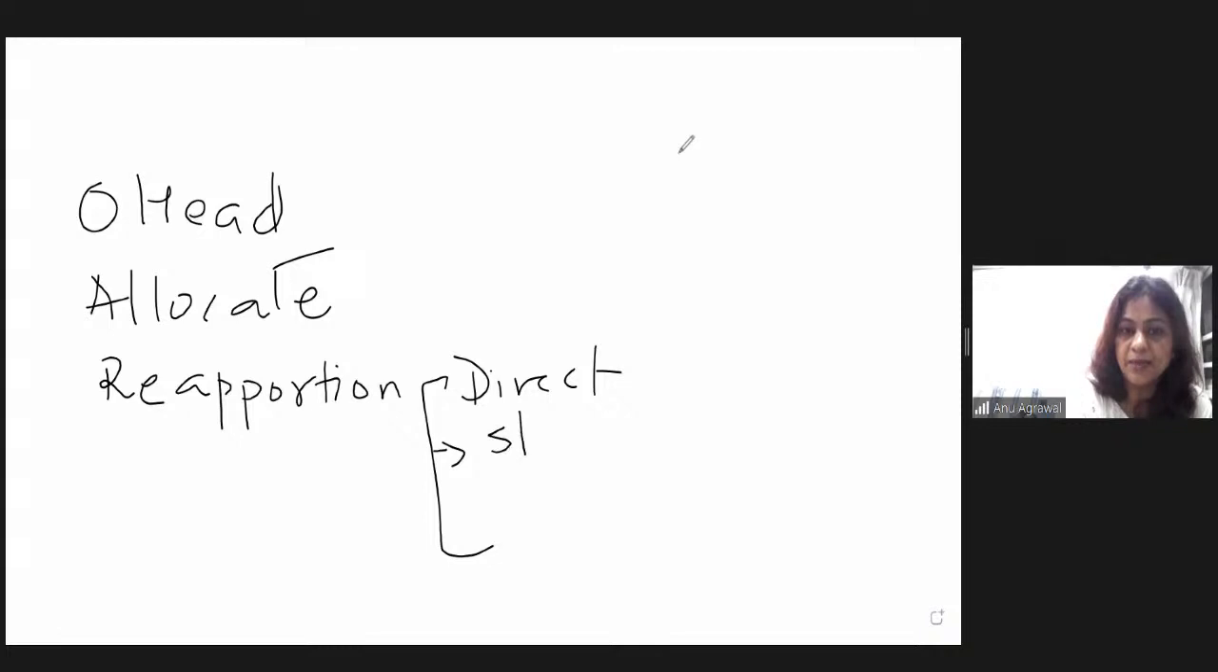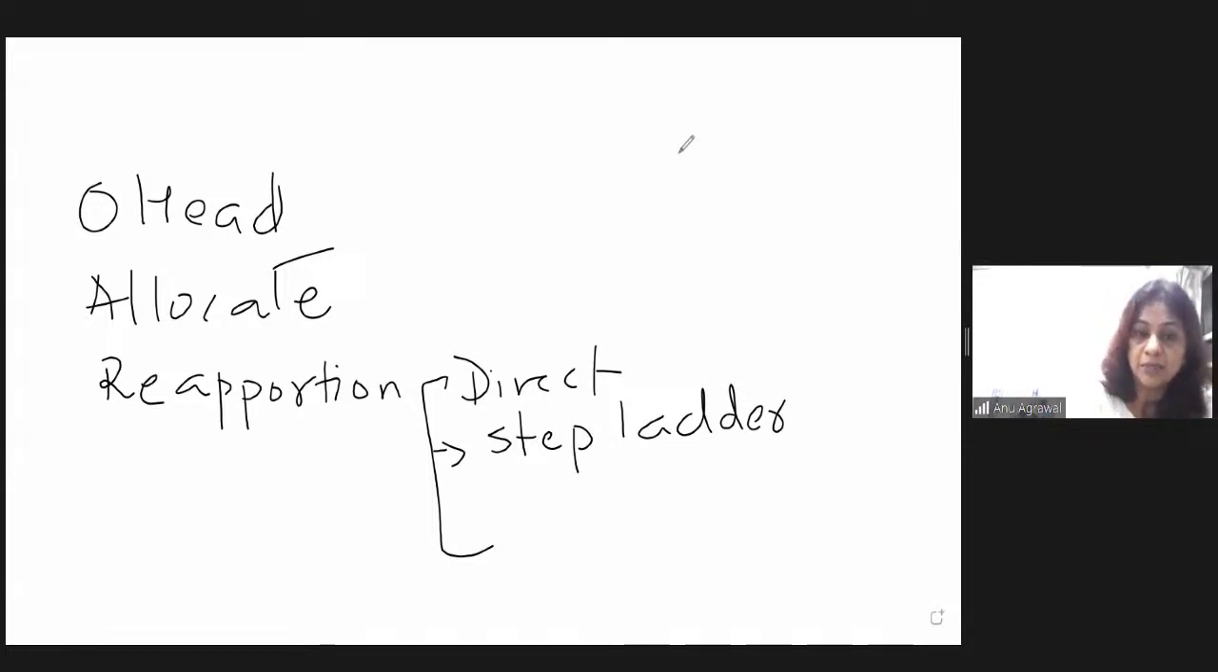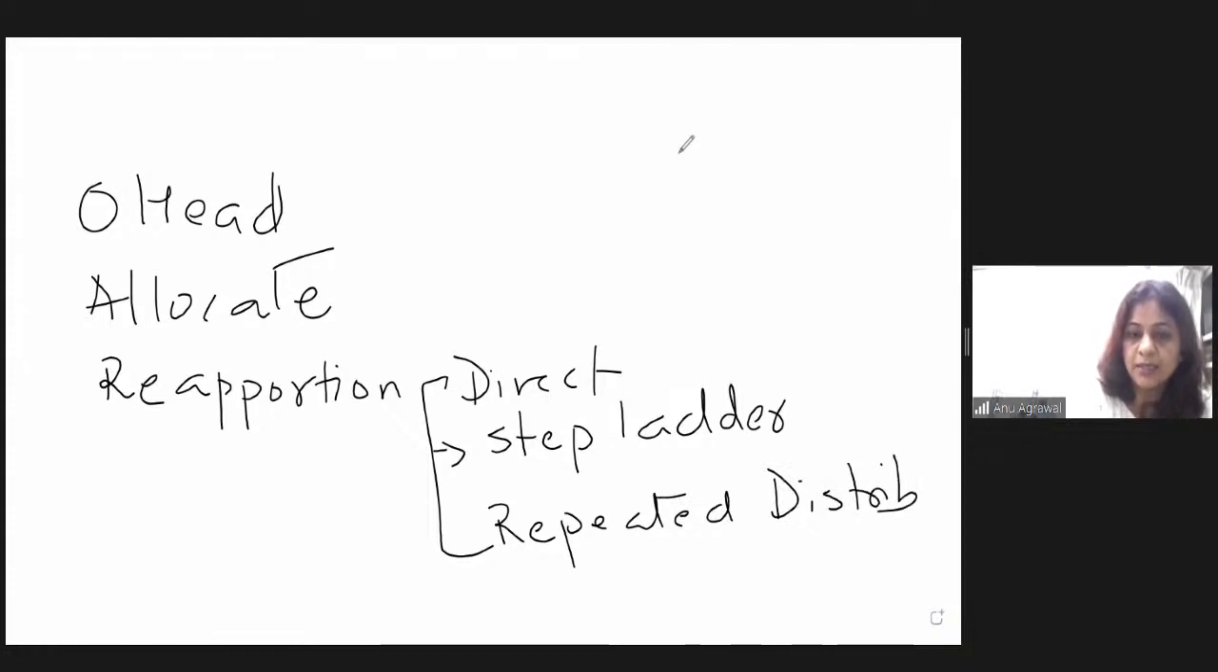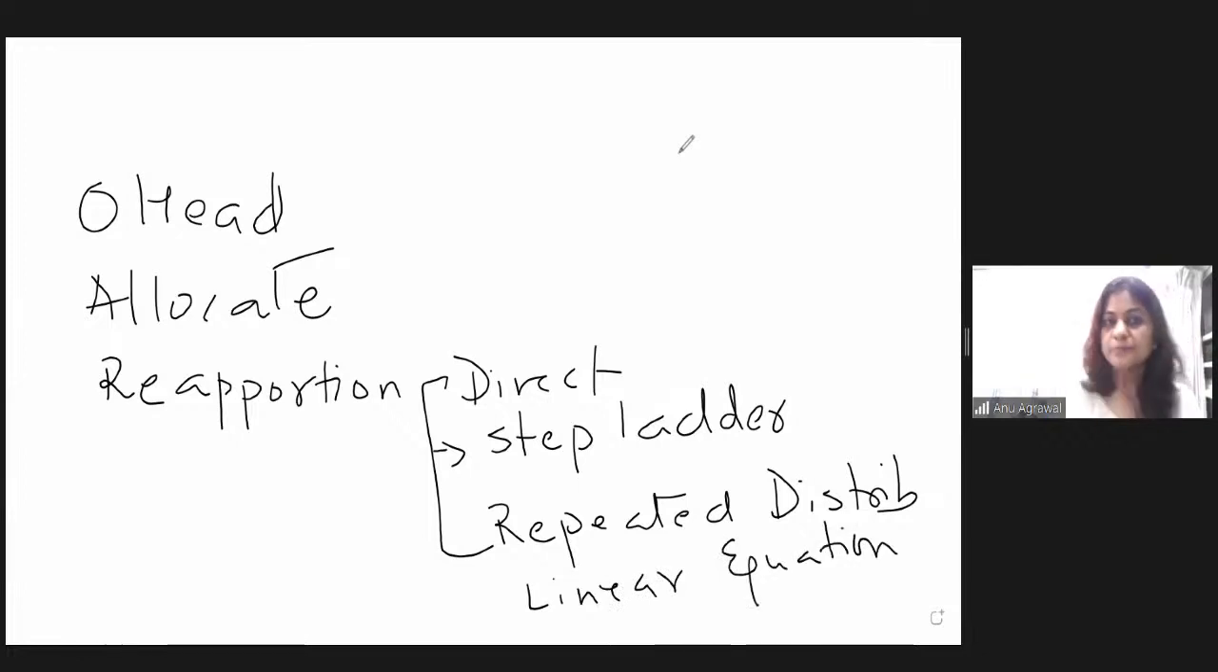It could be the step ladder method, or if both the service departments are rendering services to each other, then there is going to be repeated distribution, or you can actually use a linear equation in order to find out the cost. Till now, we have studied this much.